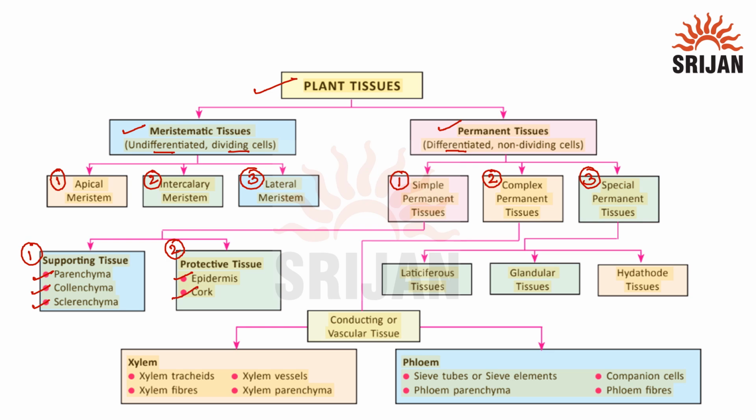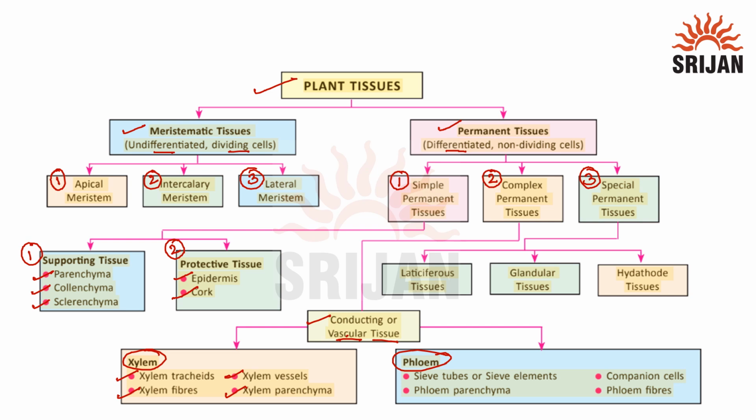Moving on to the complex permanent tissue, this is made up of different types of cells and they are mostly conducting in nature, hence they are also called vascular tissue. These tissues are of two types, xylem and phloem. Xylem is made up of four different types of cells, which are xylem tracheids, xylem fibers, xylem vessels, and xylem parenchyma. All these cells together conduct water.